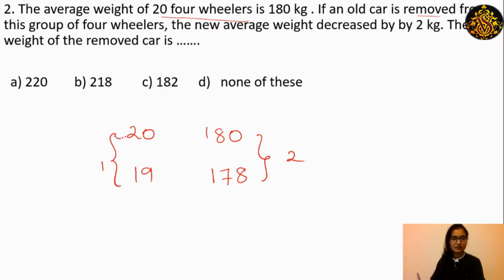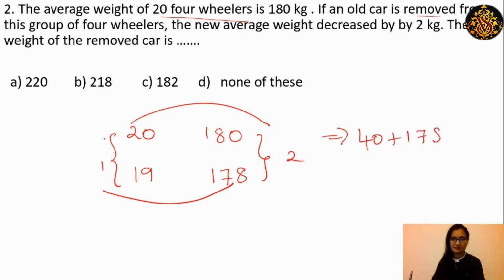So we'll just be multiplying 20 into 2, 40, plus 178 into 1, 178. That is 218. So here we have the answer, 218. Is it easier? Within seconds we can solve this kind of question.